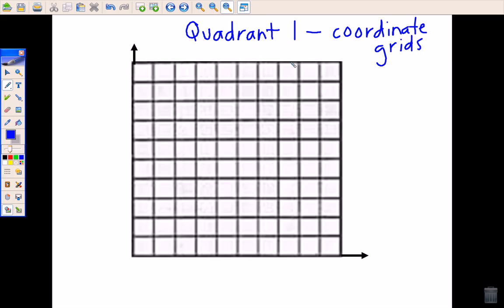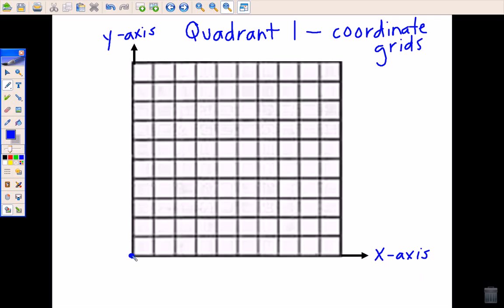So coordinate grids, we label them with the x and y axis. Your x-axis is going along the bottom, and the one that goes up is your y-axis. So when you climb a coordinate grid, you're talking about the y-axis. When you run on the coordinate grid, you're talking about your x-axis.